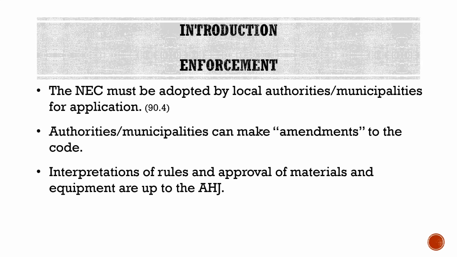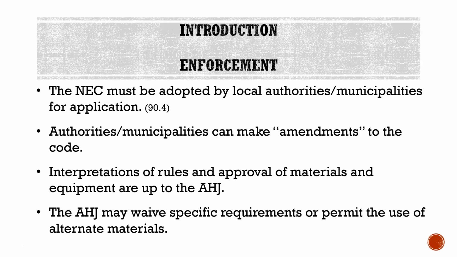And we see that interpretations of rules and approval of materials and equipment are up to the AHJ, or the authority having jurisdiction. Now, the majority of the time that we deal with an AHJ, it's going to be in the form of an electrical inspector. And electrical inspectors in the state of Kentucky are required to be contracted with and approved by the local municipality or the local authority, meaning it is up to the AHJ to enforce the local municipality's rules and requirements for that electrical installation when they do that inspection.